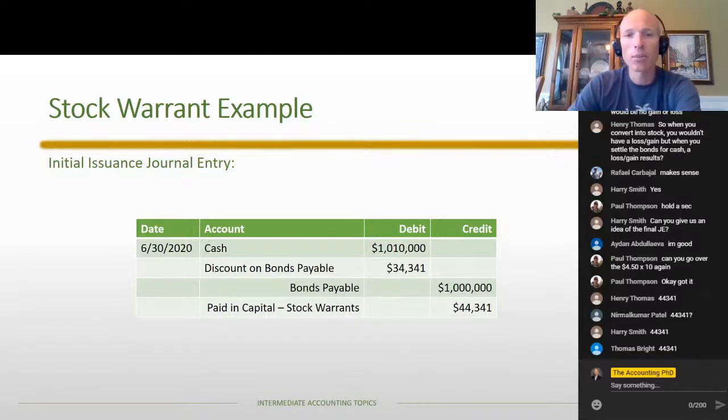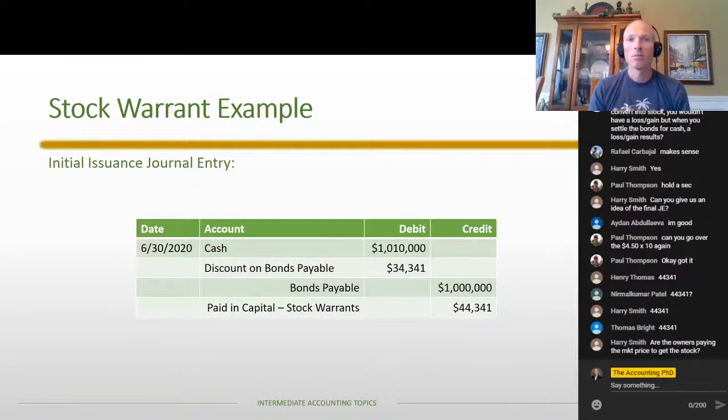So that paid-in capital stock warrants account, that is an equity account. It's a contributed capital account because people have made a contribution to the company as potential owners for the right to buy stock at a future date. And of course, at the same time, they made a contribution, or they made a loan in the way of this bonds payable. So are the owners paying the market price to get the stock?